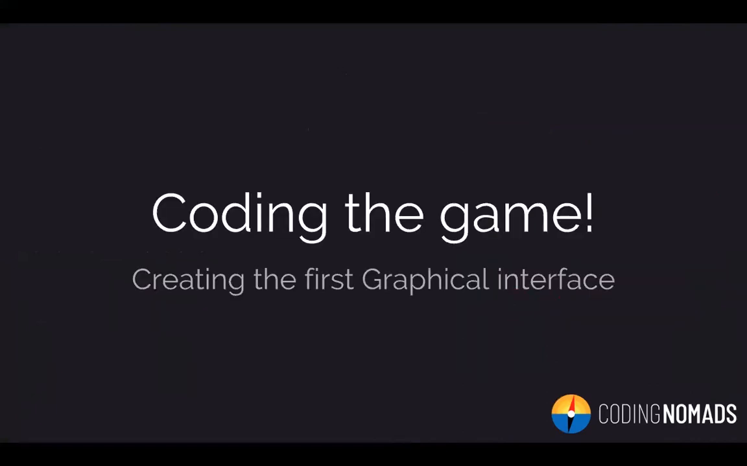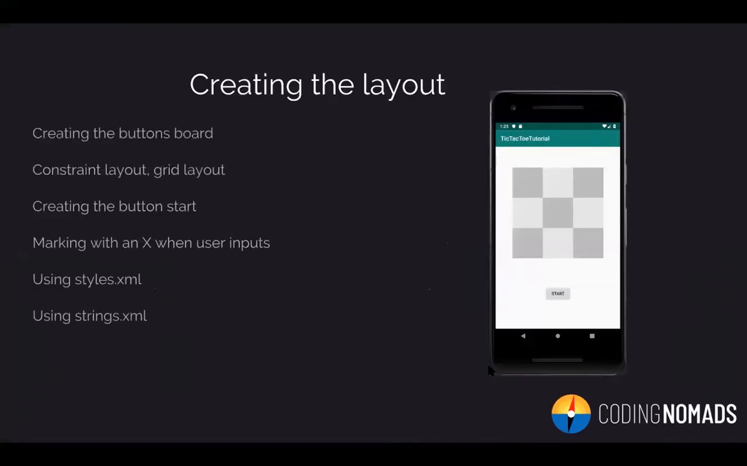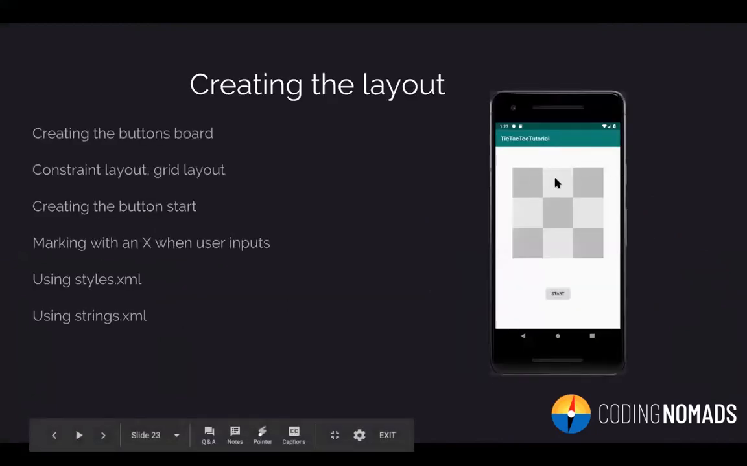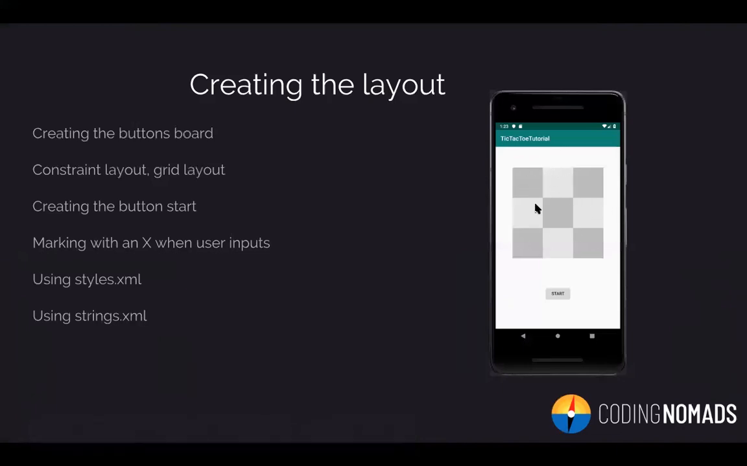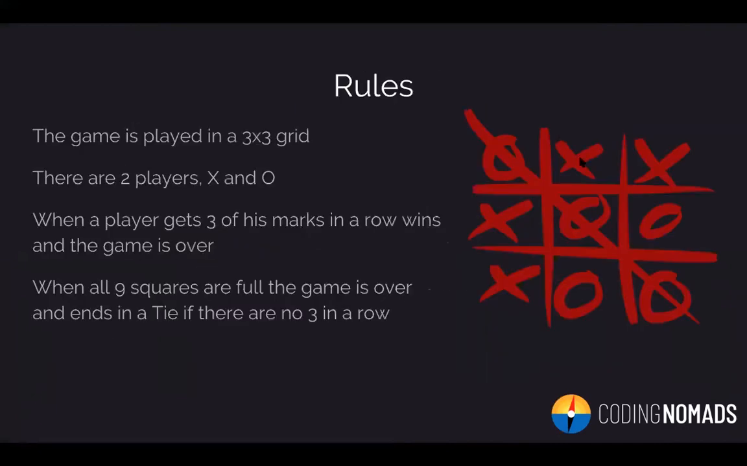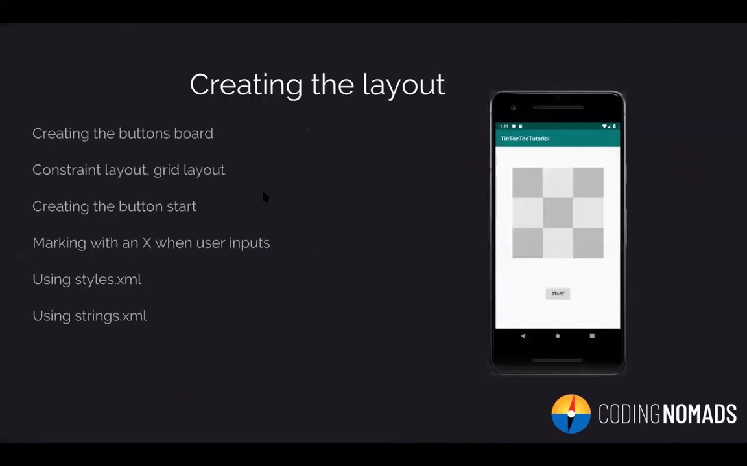Okay, so now let's start coding. First, we will create just a screen, a graphical screen with the grid that we need with different colors. Those are buttons. We will create a button here that says start. And as well, when a user clicks on any of the buttons, it will mark with an X, similar to here, but we are just putting an X. So yeah, let's start.